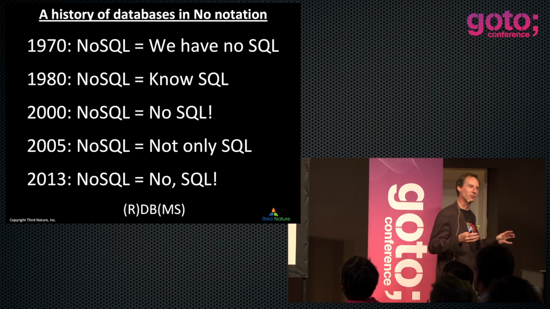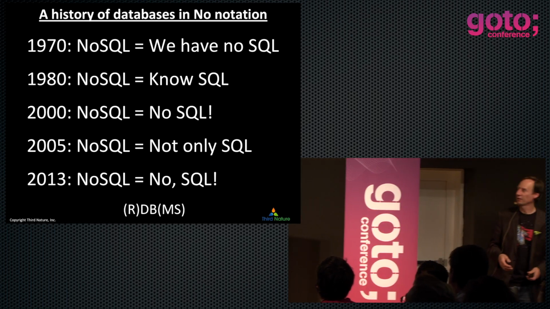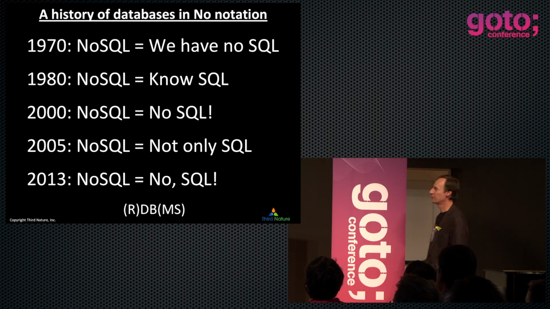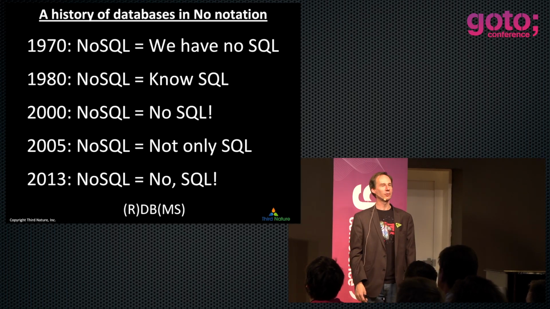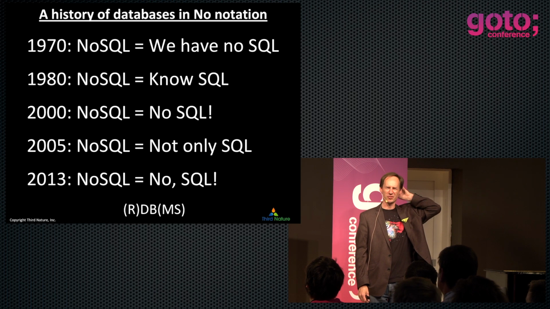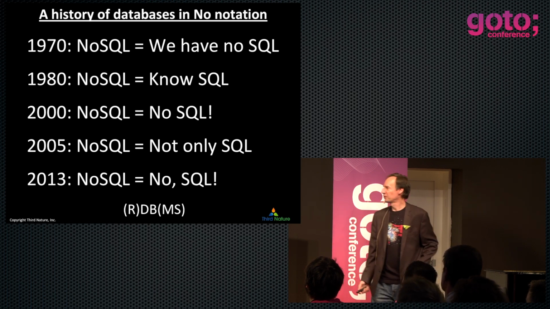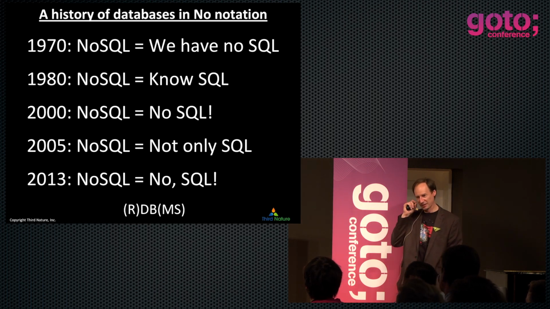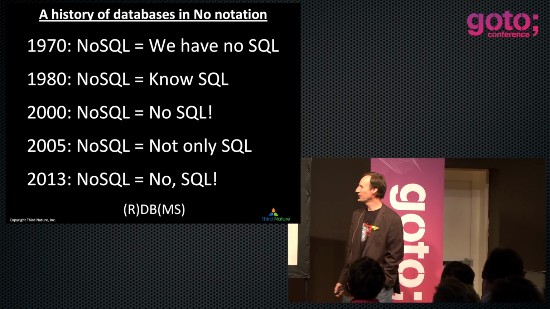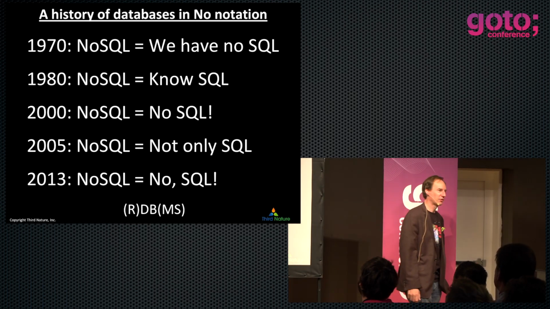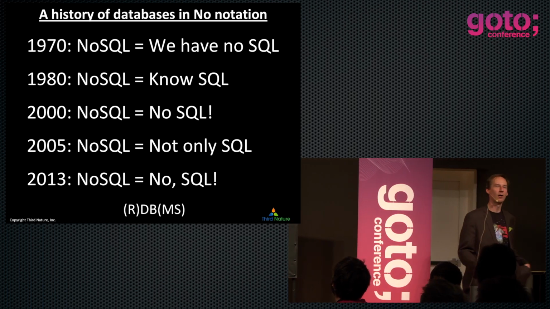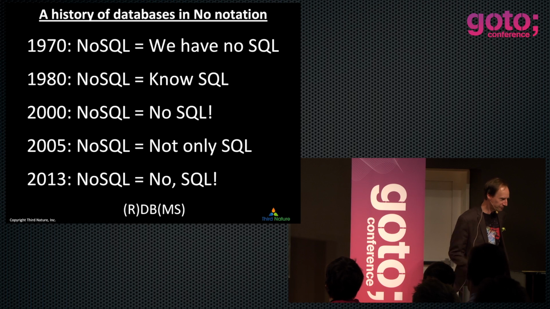So the essential history can be boiled down as: in 1970, we have NoSQL. In 1980, you should all know SQL. By 2000, we don't want SQL. By 2005, every single NoSQL database says, oh, people want to join data. We need a SQL-like query language. And so everybody starts adding SQL back in, which is what things like Impala and Hadoop are about. And now we're back to 2013, where Google has told us, no, you need SQL.